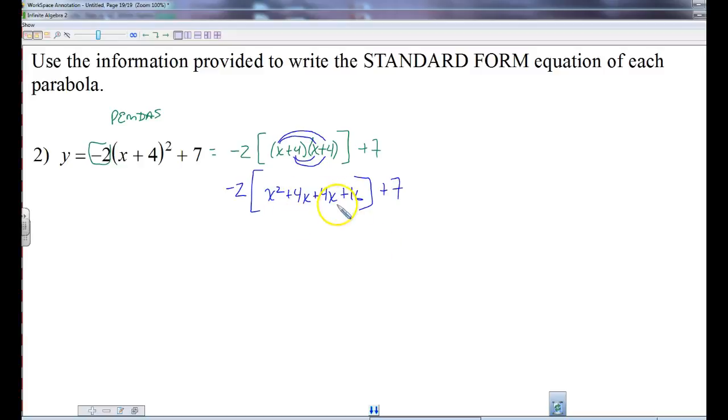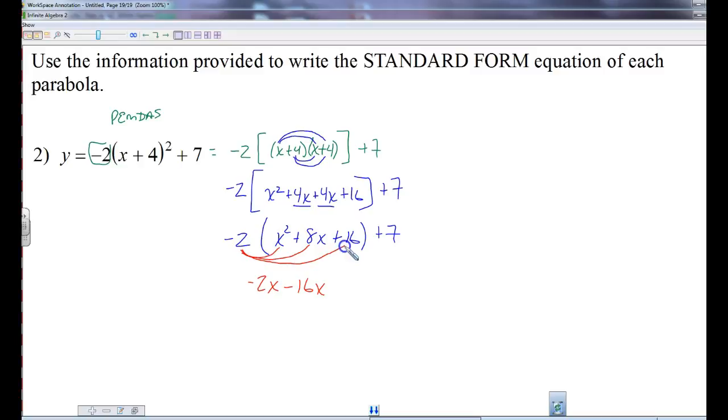Alright, let's go ahead and combine like terms inside here. Not dealing with that 7 yet. We combine like terms inside. We have negative 2 times x squared plus, that and that make 8x, plus 16, all that plus 7. Before I can add that 7, we know that multiplying comes before adding and subtracting, so I've got to distribute through this negative 2. Negative 2 times x squared is negative 2x squared. Negative 2 times 8x is negative 16x.